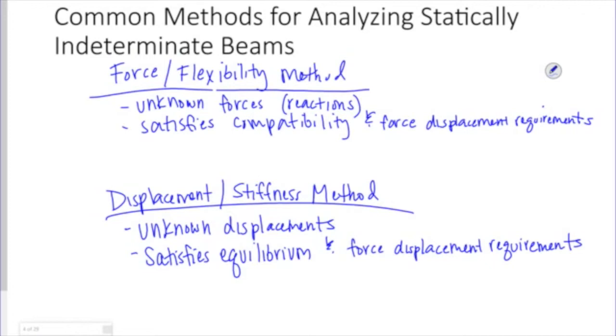The force and flexibility method uses flexibility coefficients, how flexible something is, whereas the stiffness method uses stiffness coefficients, how resistant to movement it is, right?